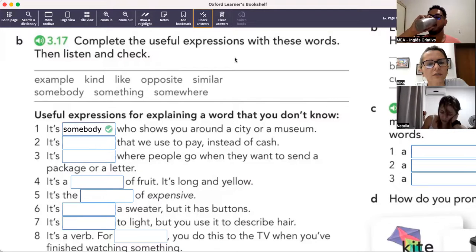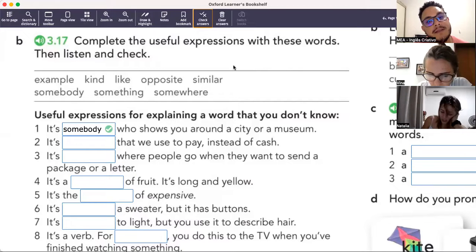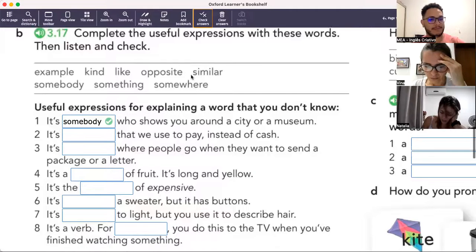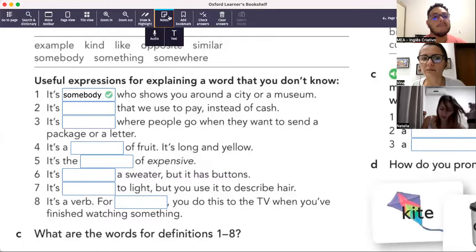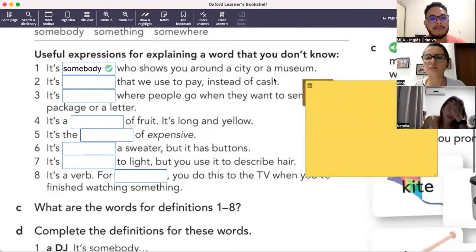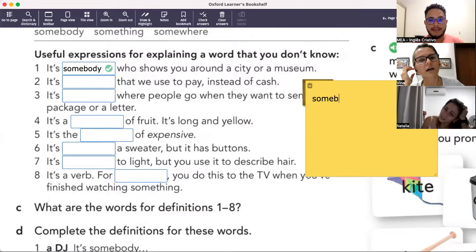Go, Nat. Somebody who shows you around a city or a museum. Museum. Okay, do you know the name for that, Vina? Sorry. What is the definition for number 1? Somebody is alguém. Yes.